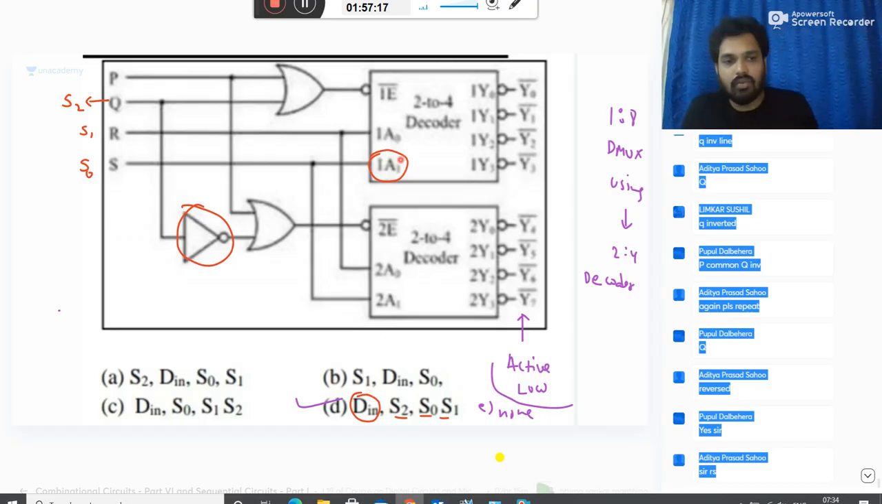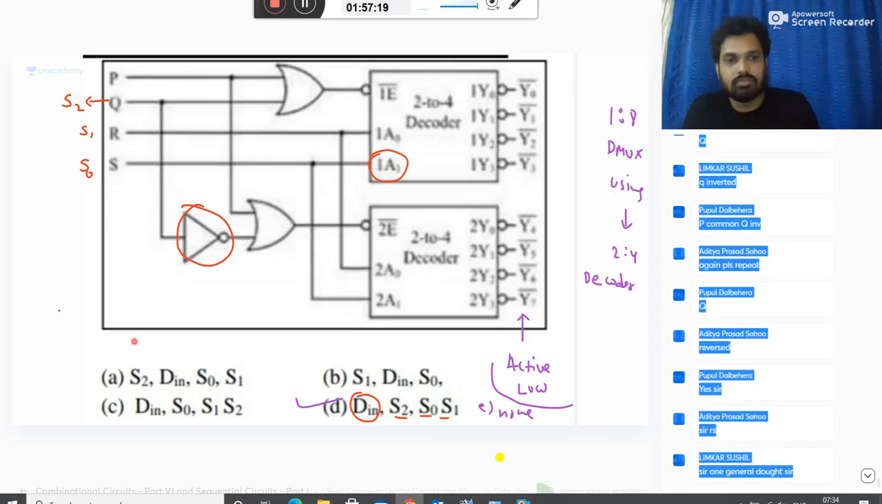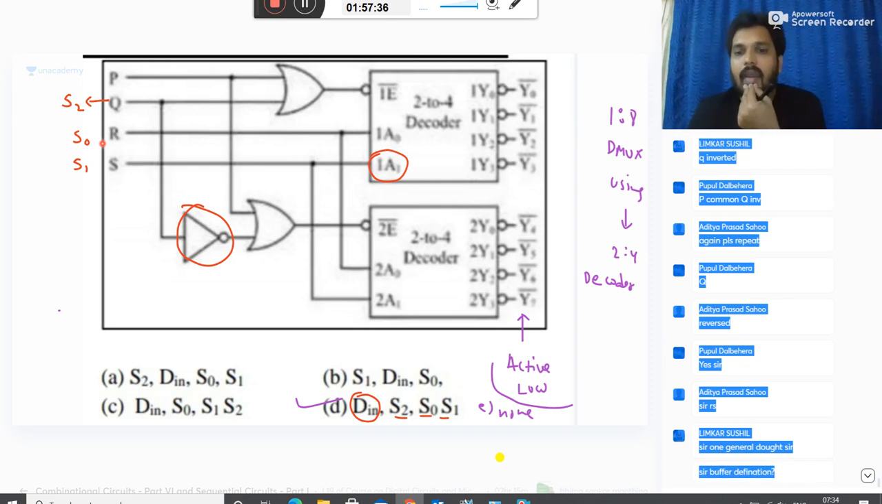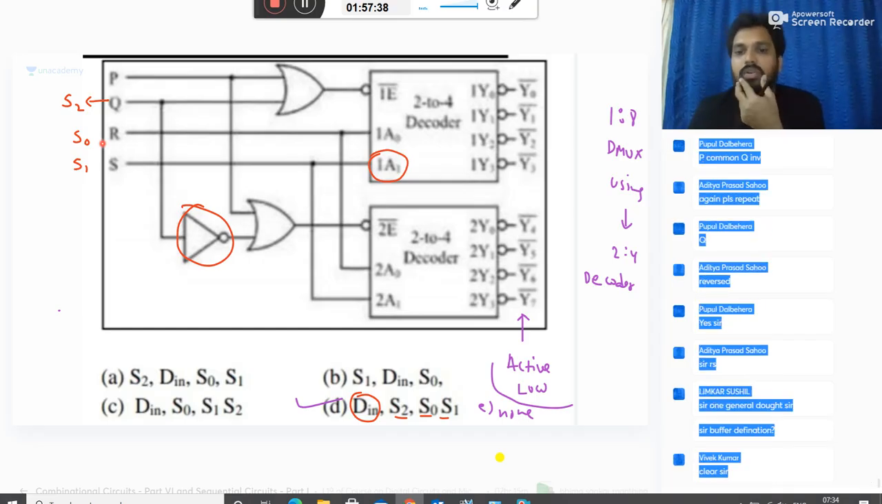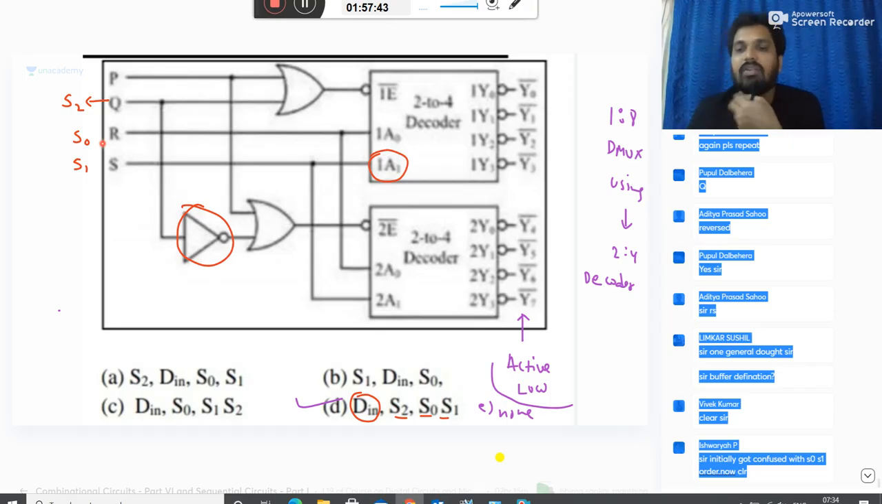Yeah, okay, 1 minute. Anybody having doubt, please ask. Is it clear to everybody? It's not a difficult question. Buffer output is same as input. Sushil, buffer is the circuit where output is same as input. But in our networks, it may be different. Different means output same, but input impedance is high.